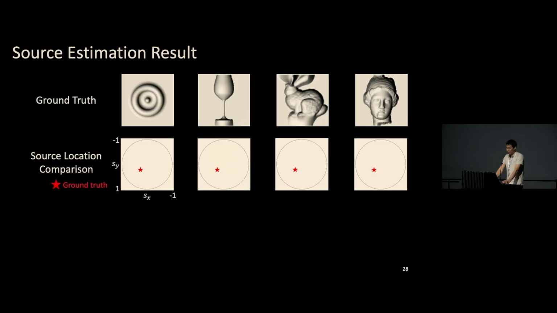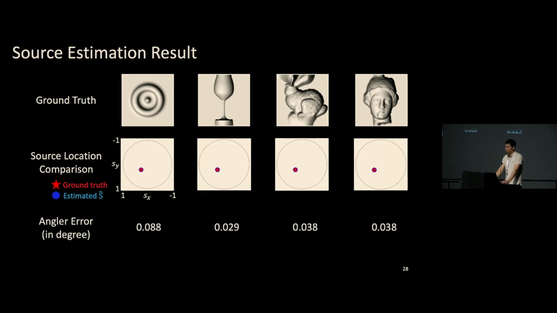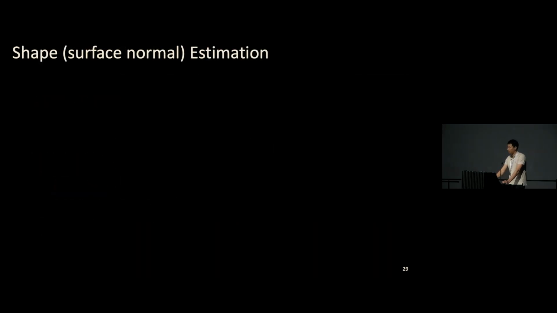So here is the result showing the source estimation. By comparing to the ground truth, our method estimates the light source position with less than 0.1 angular error for all objects. Now we have the source direction.